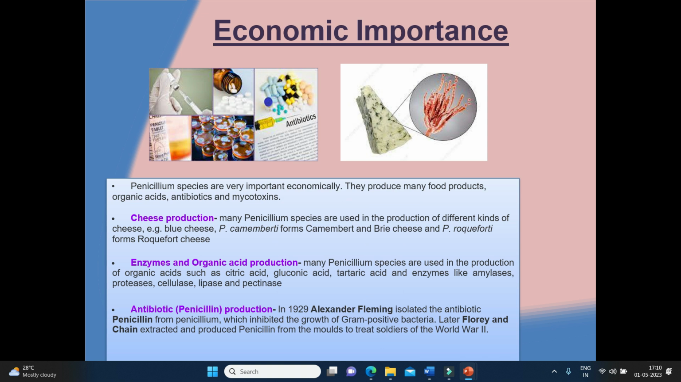Apart from these, there are also certain other uses of Penicillium. Penicillium species are used in the production of antifungal drugs and tumor-suppressing compounds. Penicillium species are also used in mycoremediation, that is, a bioremediation process using fungus to clean the environment, due to their ability to break down xenobiotic compounds.